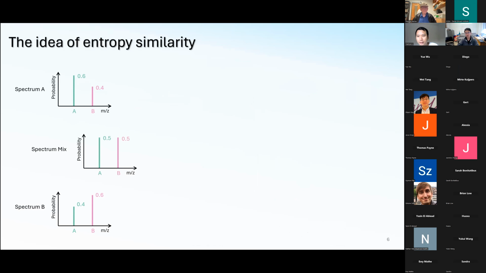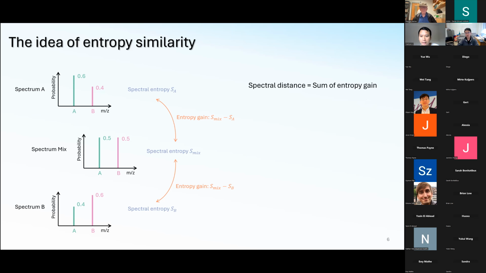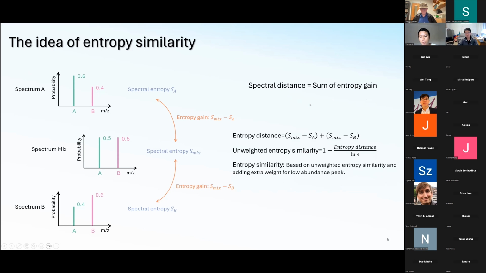First, we generate a mixed spectrum. Then we calculate the spectral entropy for those three spectra. And then we can also calculate the entropy gain between the mixed spectrum and the two previous spectra. After that, we will have the spectrum distance equal to the sum of the entropy gains. In this case, it equals S mix minus SA plus S mix minus SB.